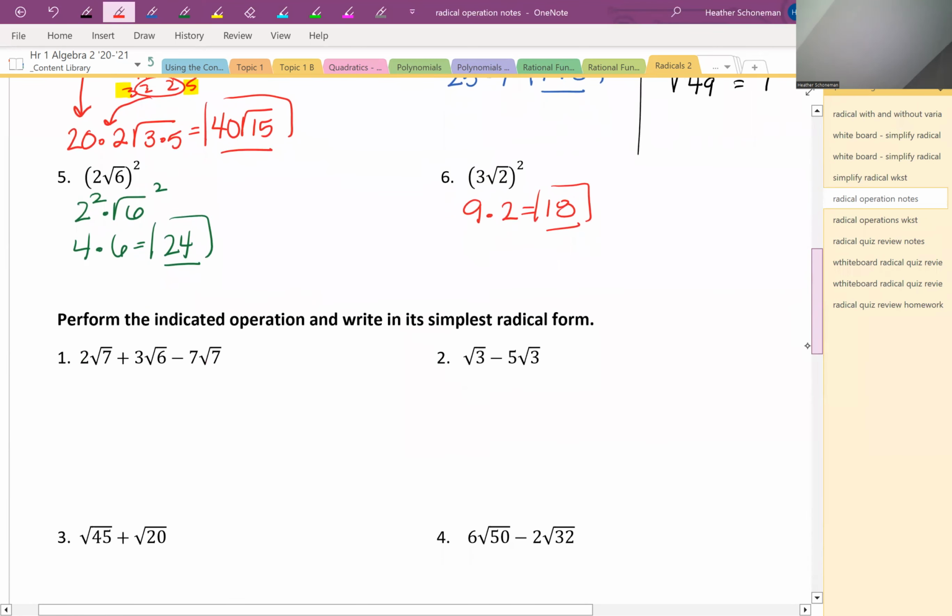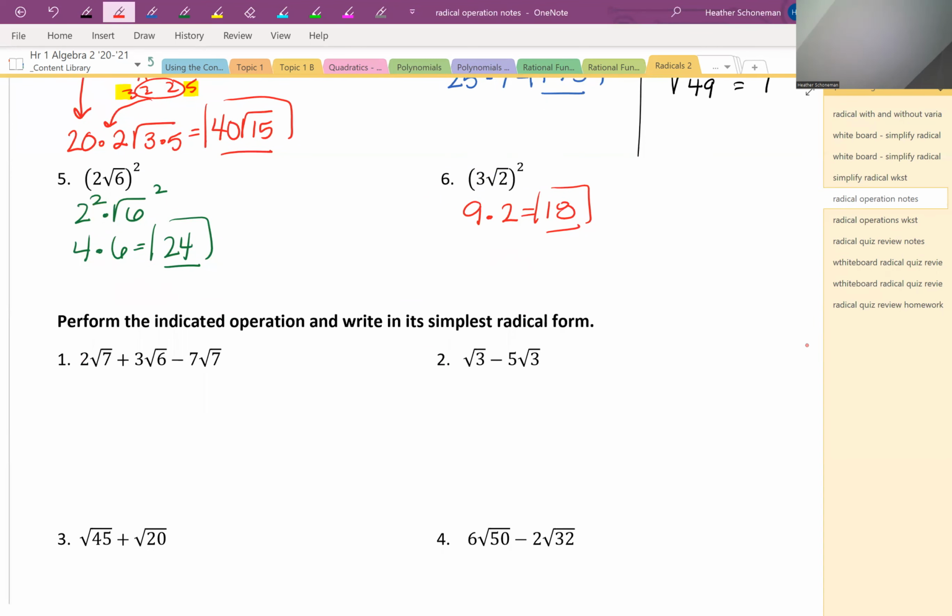All right, let's look at these. Now we are going to add and subtract radicals. And when we add and subtract, we can only add and subtract if they are like terms. And for a radical to be a like term, we have to have the same number inside of the radical.